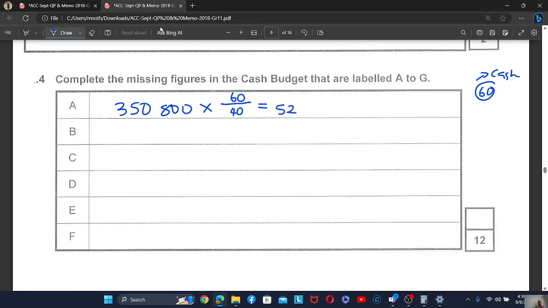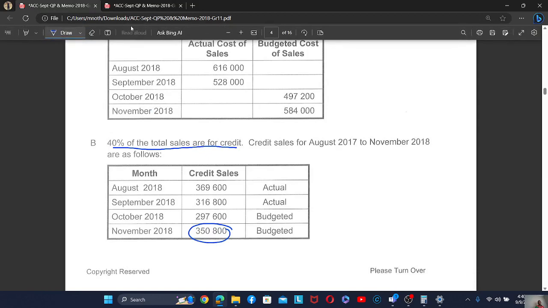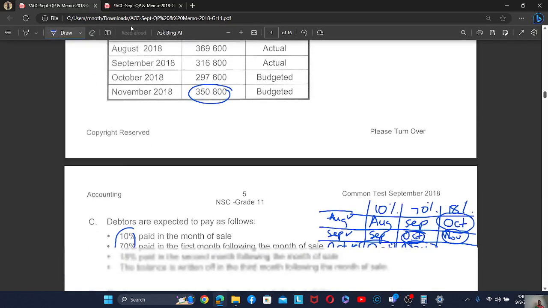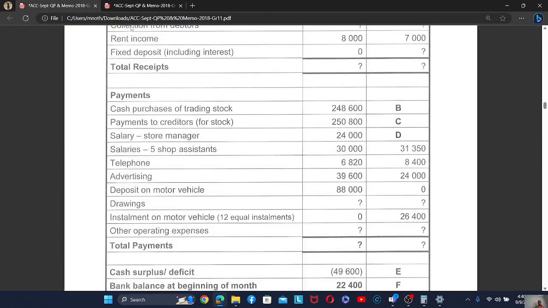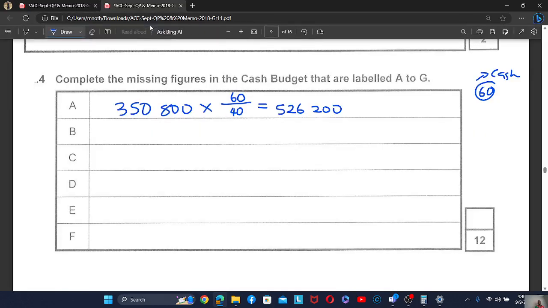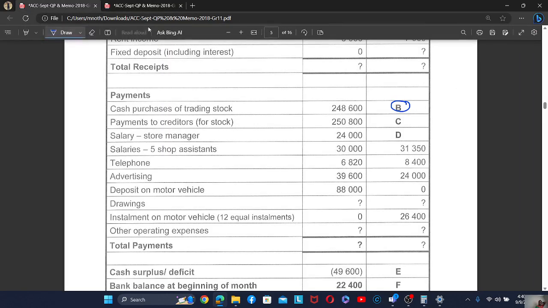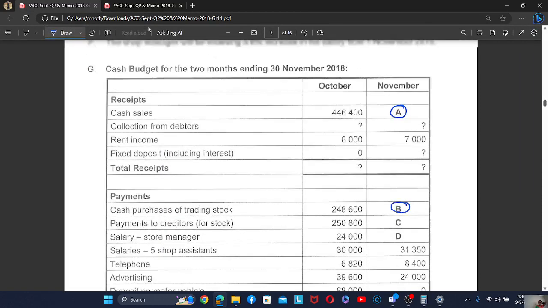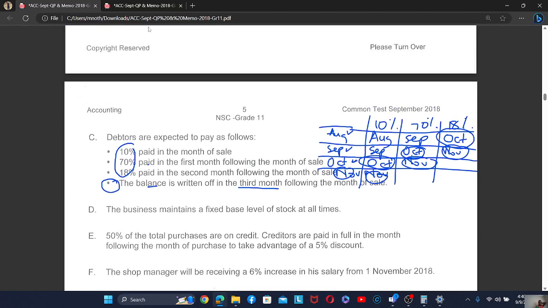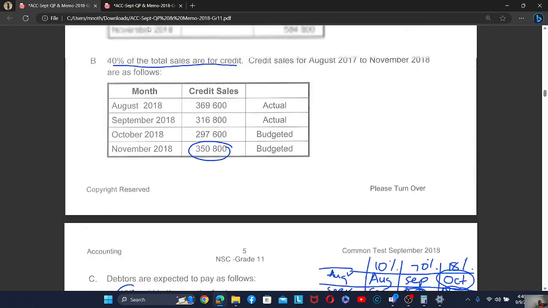$526,200. So that is your letter A. And then letter B. Letter B, we are looking for the cash purchases of trading stock for November. Cash purchases for November.